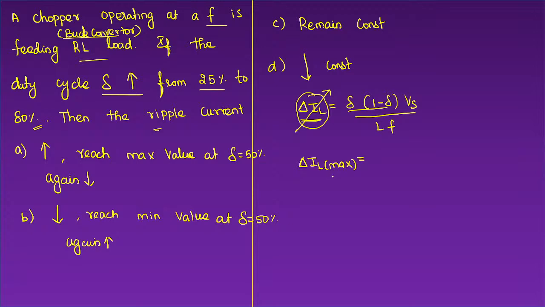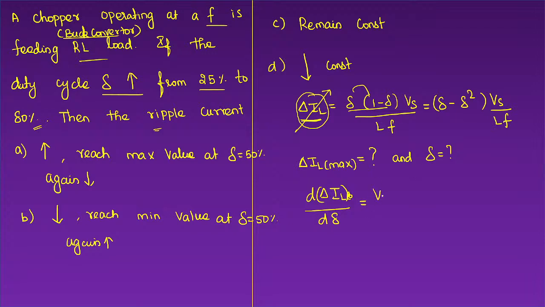At what condition will this current achieve its maximum? What is the maximum value of the current and its corresponding delta? Whenever we need a maximum value, we differentiate the ripple current with respect to the controllable parameter. It becomes delta minus delta square, multiplied by Vs by Lf, which is constant. So I am keeping Vs by Lf as constant.